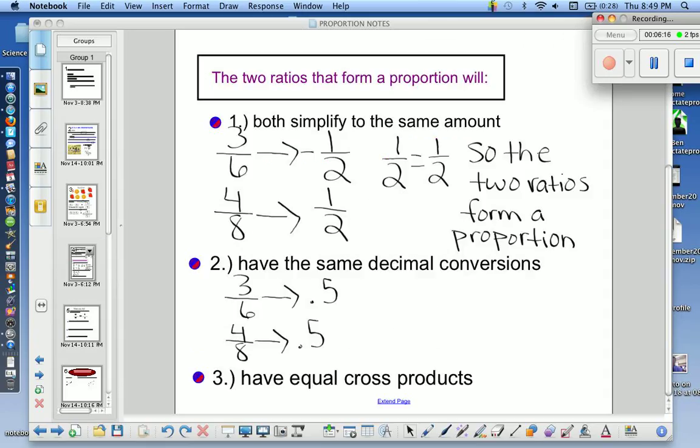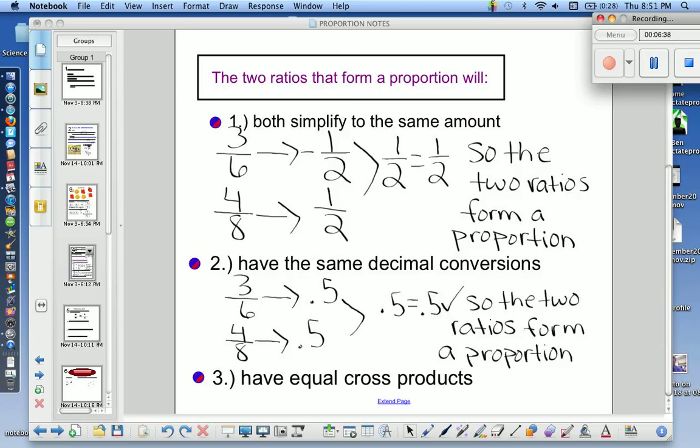Another way to show that the ratios are proportions is to turn them both into decimals. If their decimal conversions are the same, that also means that the ratios form a proportion. So 3/6 as a decimal is 0.5, and 4/8 as a decimal is also 0.5. Therefore, the ratios form a proportion. We don't want to move on until we make sure that everybody has this information written down, so let's go ahead and pause to make sure that everybody has done so. Once everybody has, we can play the video again.